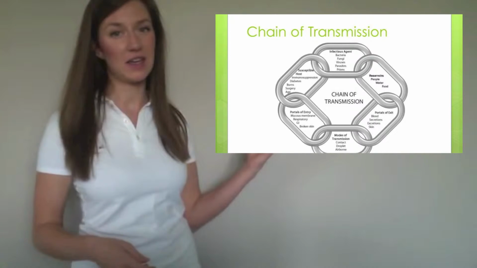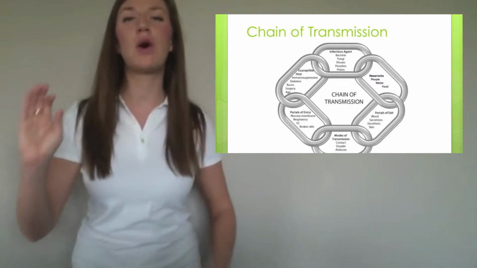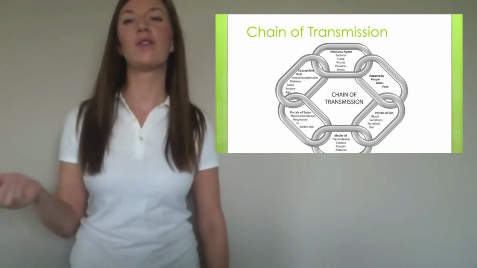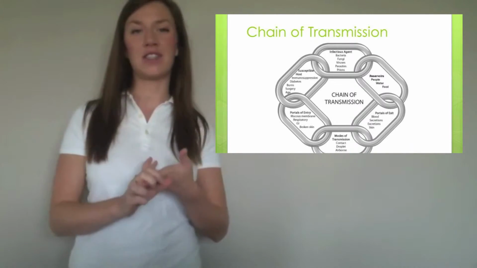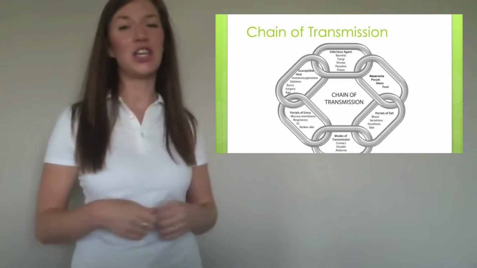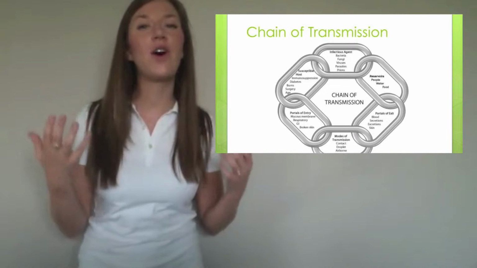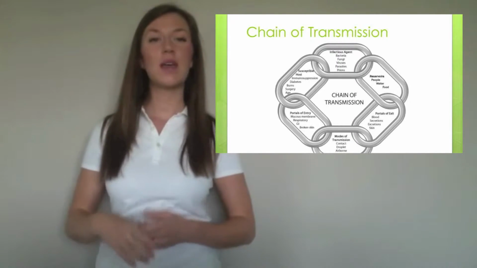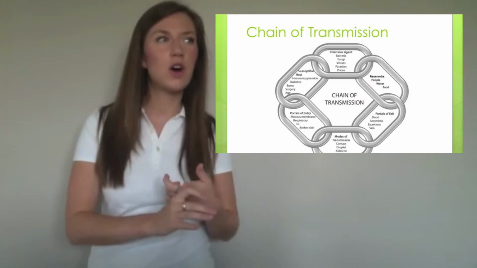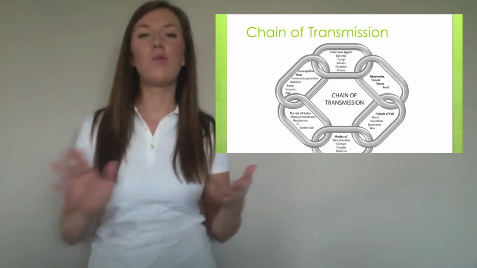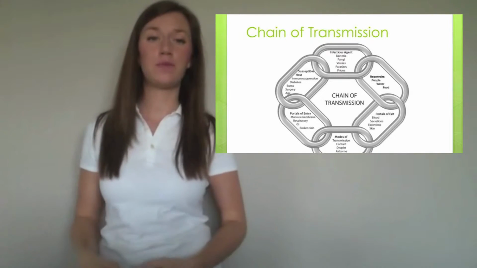The first link includes infectious agents, which are extremely small microorganisms such as bacteria or viruses. The second link is where the agents live and grow, and they are called reservoirs. That bacteria or virus could live on animals, on food, on water, on myself, or even you.